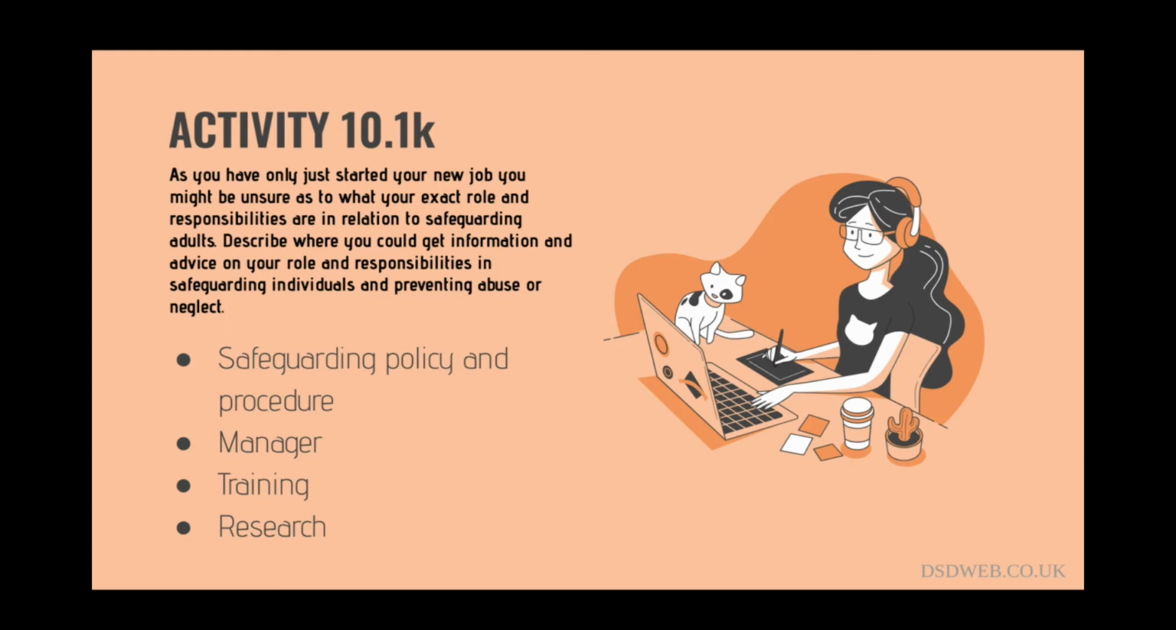The next activity asks you to describe 4 sources of information and advice about your role and responsibilities relating to safeguarding. A great source of information will be your employer's safeguarding policy and procedure. This will explain how your organisation handles suspicions of abuse and the processes and systems that should be followed. In a similar vein, you should receive safeguarding training, which will teach you about safeguarding in general as well as your particular roles and responsibilities.